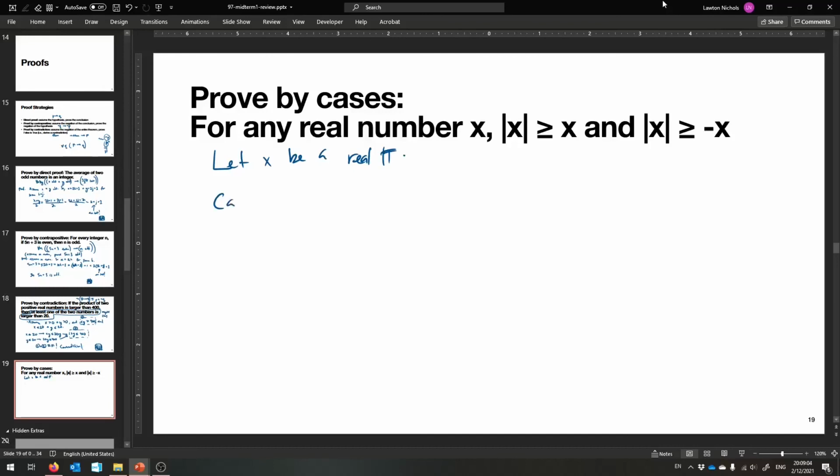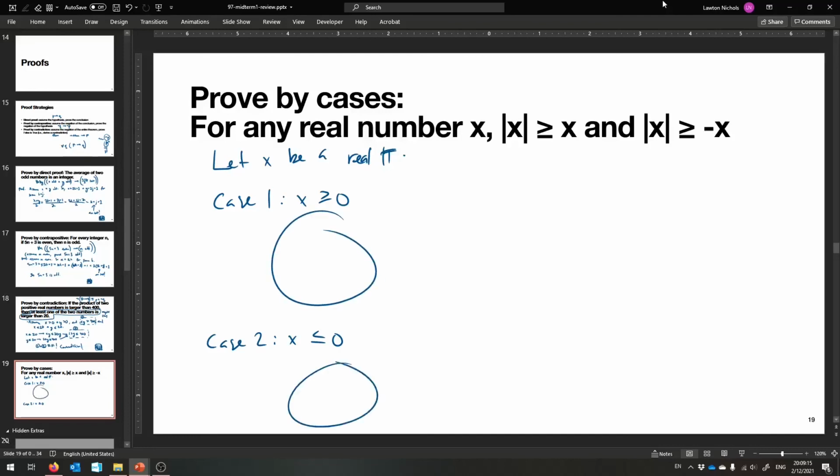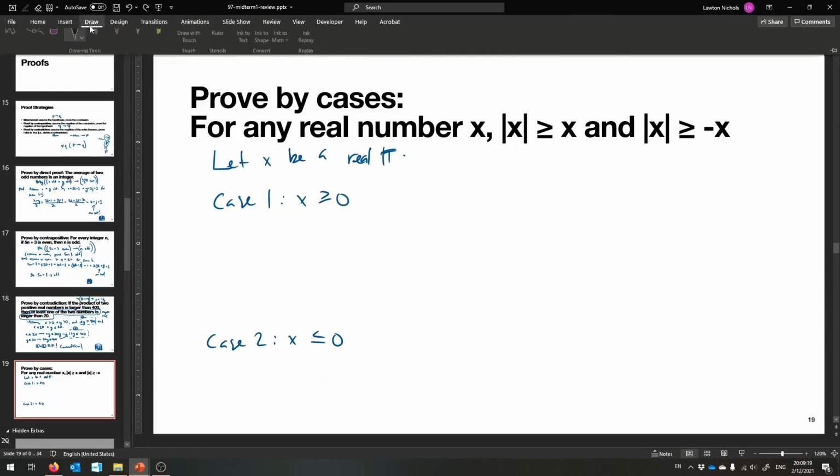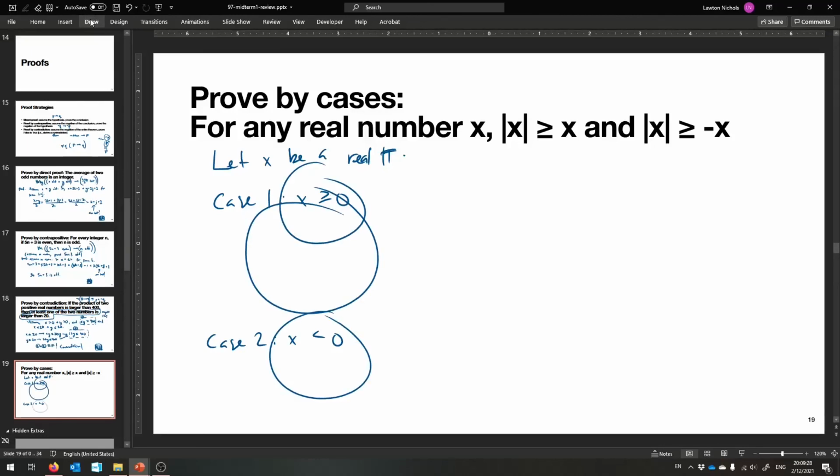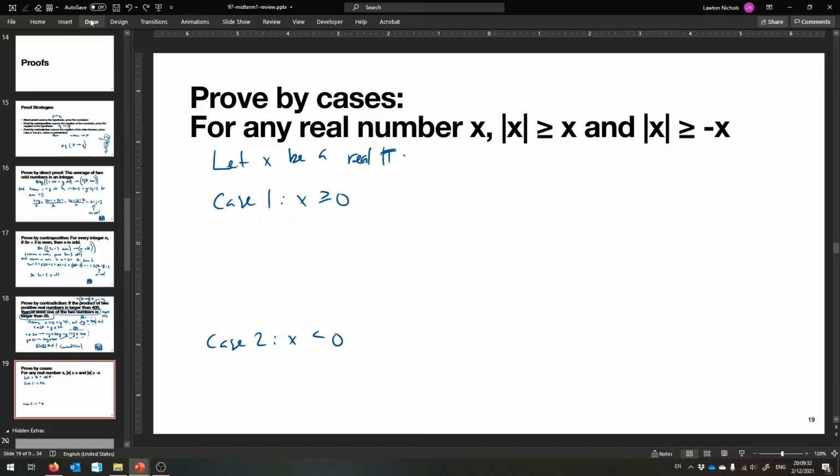So case 1, x is greater than or equal to 0, and then case 2, x is strictly less than 0. We're going to have to prove both of these cases, and then that covers x. If we prove it's true when x is greater than or equal to 0, and we prove that it's true when it's strictly less than 0, then we've proven it for every possible value that x could be.